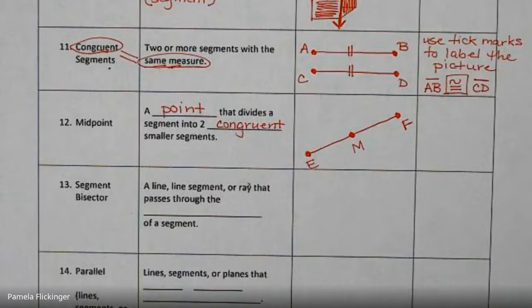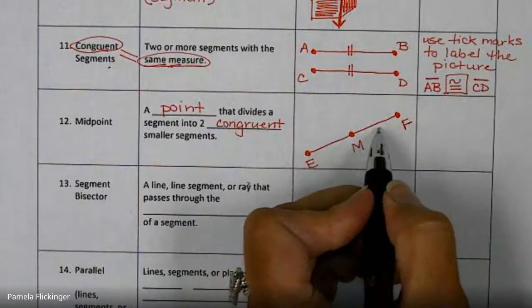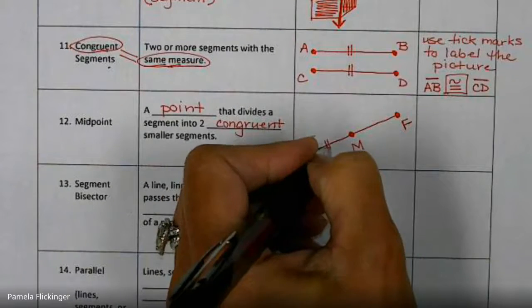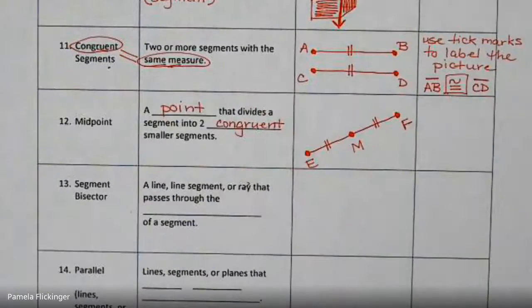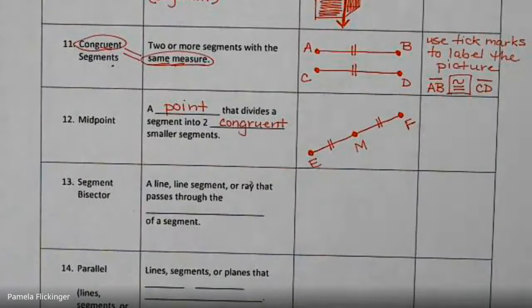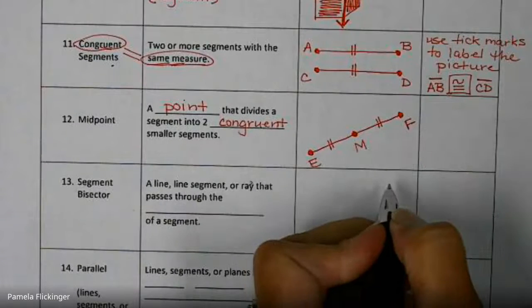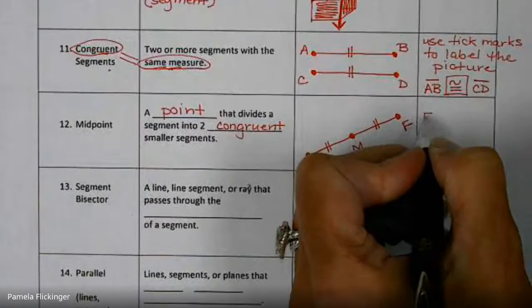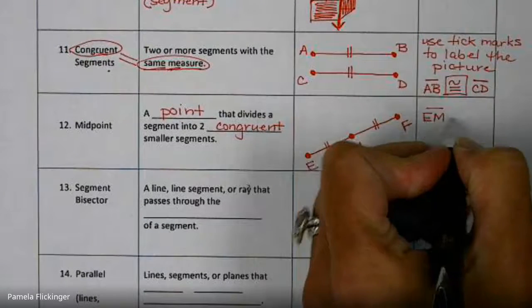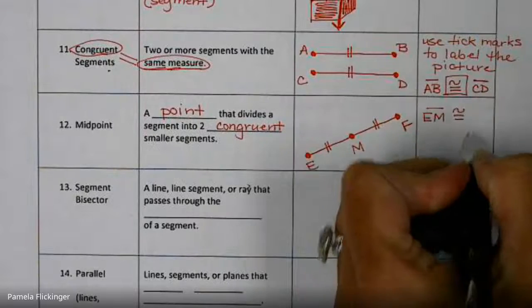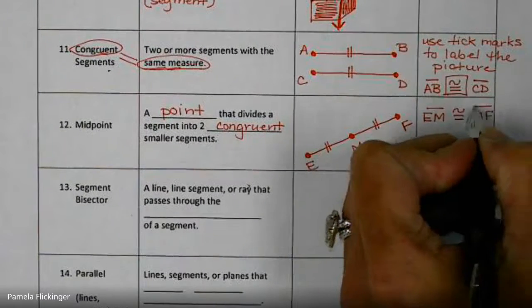And if we're going to need to show that we have two smaller congruent segments, then again, we must have tick marks, either one on each side, double ones like I just did, but we want to do something to show that they are the same. Now, as far as writing it, we can say segment EM is congruent to segment MF.